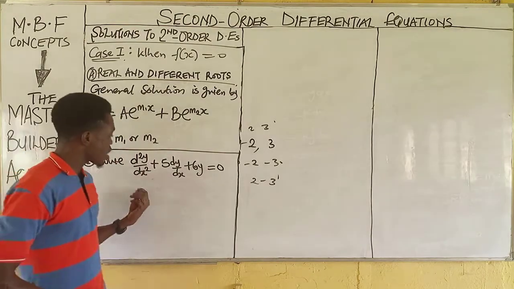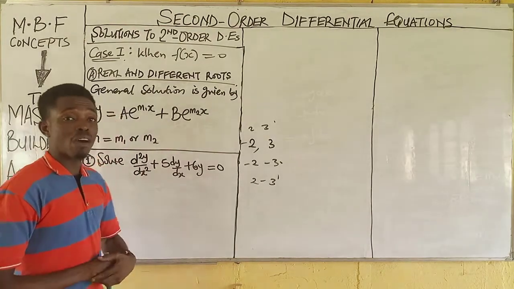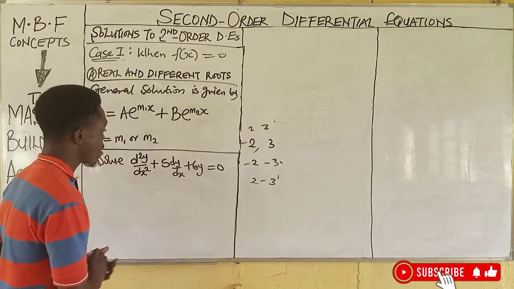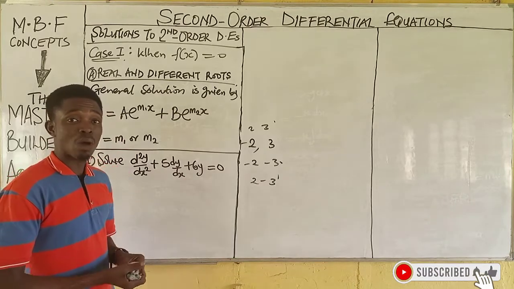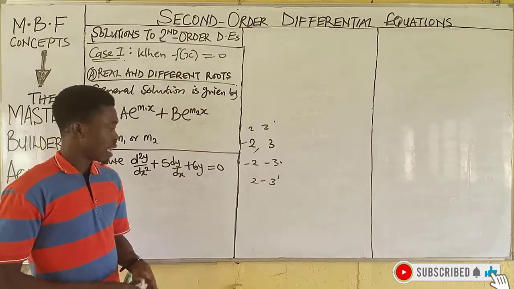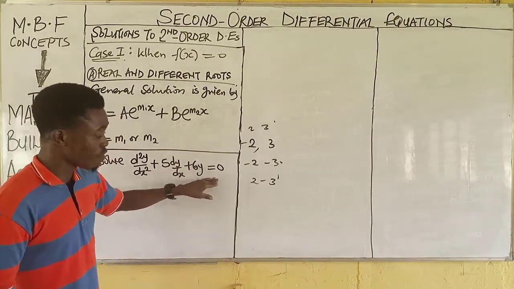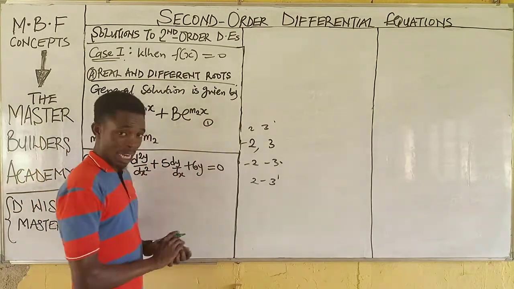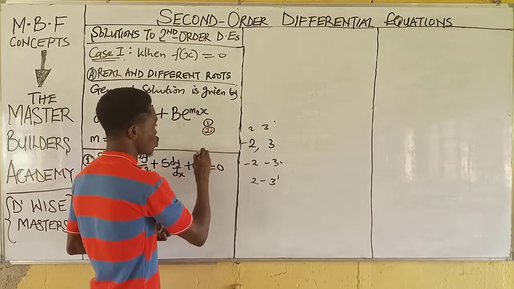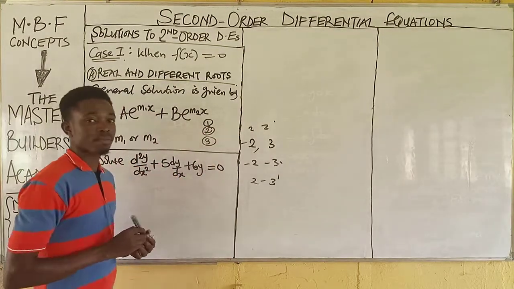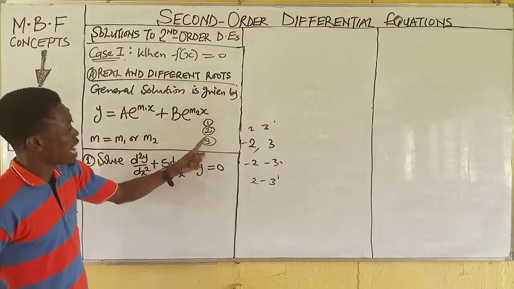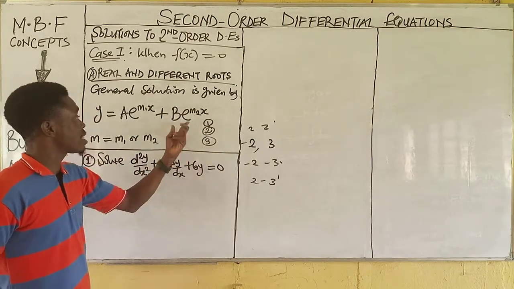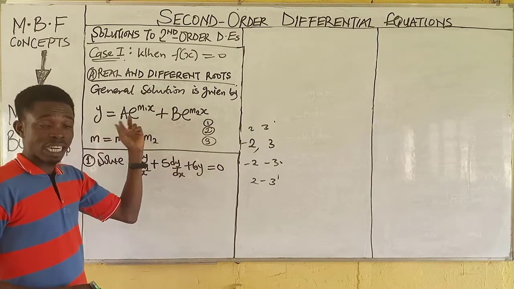Now, let's look at question number 1. On the board, we are asked to solve d squared y over dx squared plus 5 dy over dx plus 6y is equal to 0. Like I said, for you to solve this problem effectively, the given equation is equation 1. You will generate equation 2 and generate equation 3. That's all. From equation 1, you will generate equation 2. From equation 2, you will generate equation 3. And this is equation 3 that we already stated here.